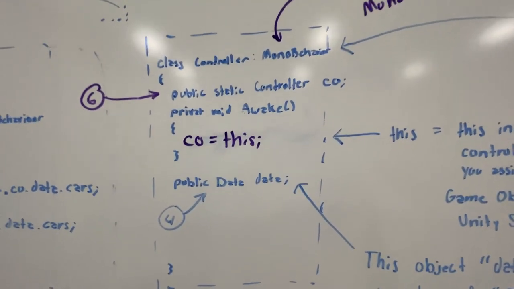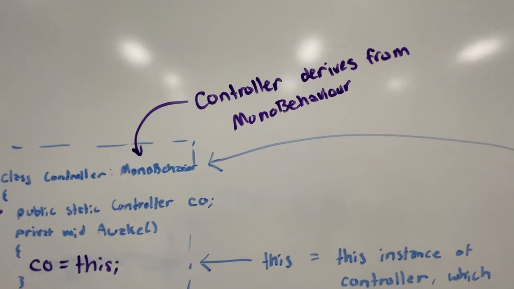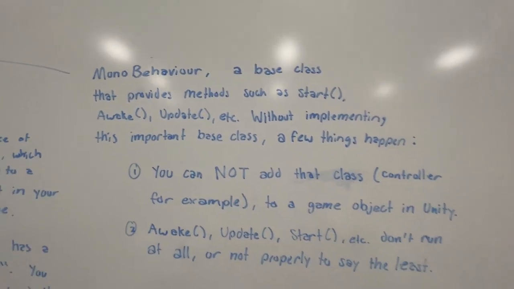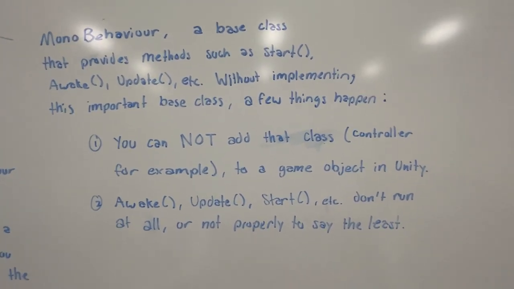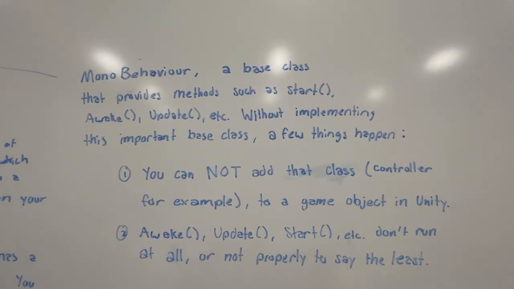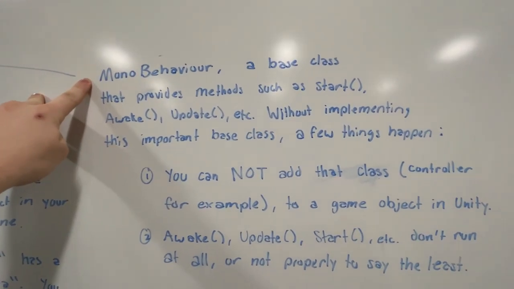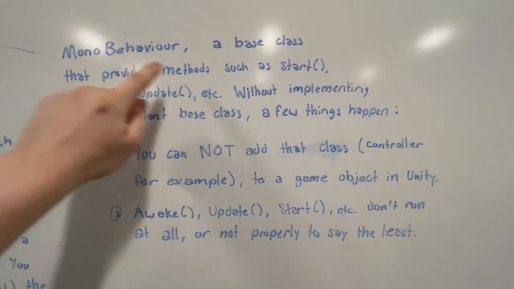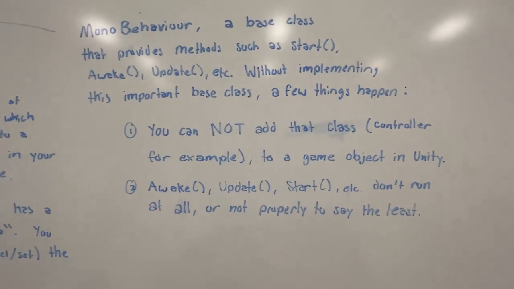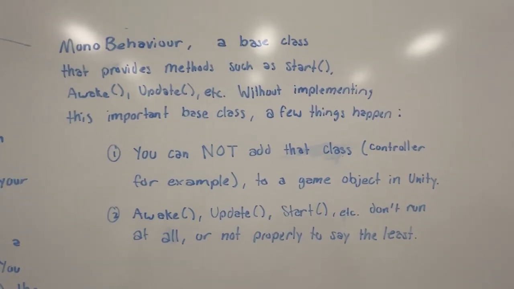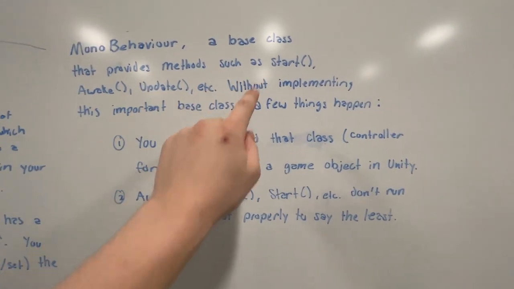Okay, so let's explain what this MonoBehaviour is. Controller derives from MonoBehaviour. MonoBehaviour is a base class that provides methods such as start, awake, update, and so on. There are many other ones that you can find on the guide. And basically, in order to use these start, awake, and update methods, we must implement this MonoBehaviour base class. Without it, these are just normal methods. They won't start, or awake, or update every loop unless you somehow connect them to another method or a special kind of method that we don't really use, public static void main.